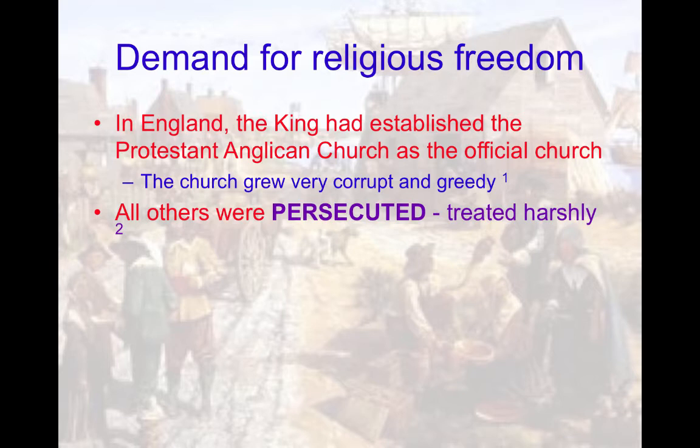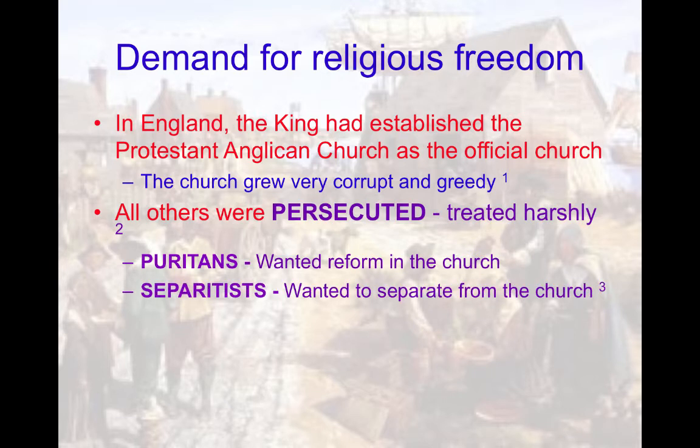But two distinct groups formed. The Puritans, which is a key term, they wanted to purify or reform the church. And the Separatists, which I know it's in purple, so that means it should be a key term, but it wasn't on the list. I'll get there on the next slide. The Separatists wanted to separate completely from the church and establish their own religion. But both of these groups were persecuted and were forced to leave England.